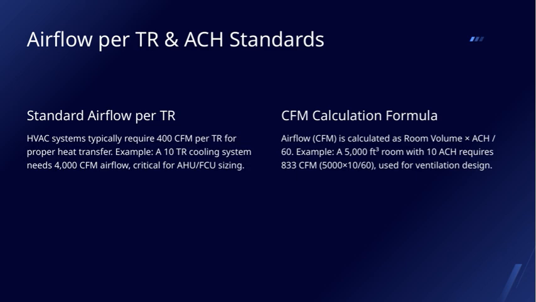To summarize, understanding both the airflow calculations based on room size and ACH, as well as the standard airflow per ton, helps us design effective ventilation and cooling systems. These principles are fundamental to ensuring comfort, efficiency, and proper system operation in any building.